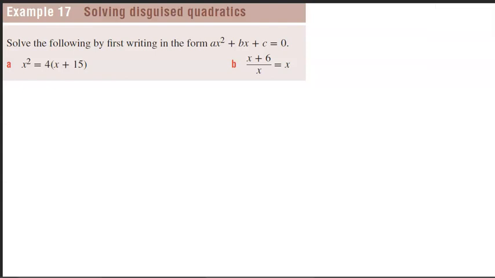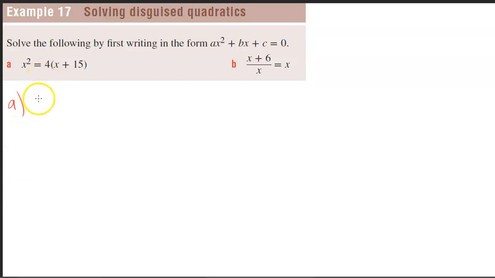Okie dokie, this is part 2 of exercise 5F. Let's get straight into it. We're going to solve the following by first writing in the form of ax squared plus bx plus c is equal to 0. So we've got two scenarios where A, they're not equal to 0, and B, especially the second one, there's this x in the denominator. Let's focus on the first one.